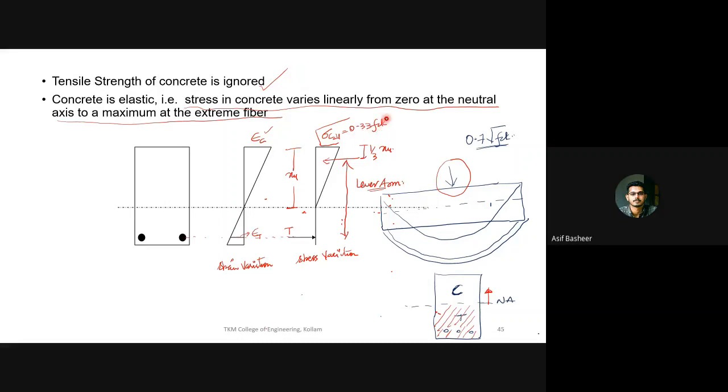This value of sigma C allowable depends on the value of your FCK. Based on the FCK value, you will get the value for your sigma C allowable. You can see that in your IS 456, and that will be acting at a distance of 1/3 XU. The distance between the points of application of those two forces, that is your tensile force and compressive force, is called your lever arm.